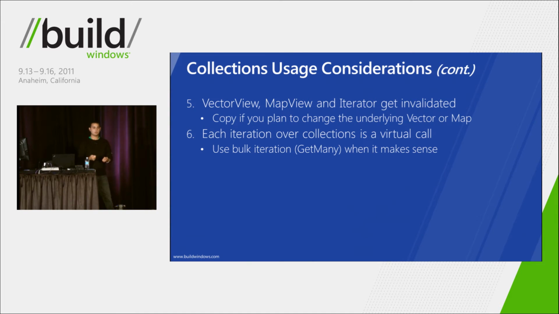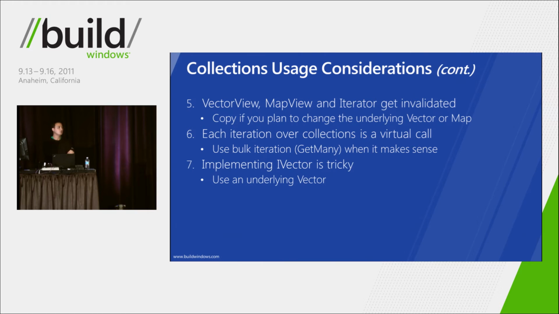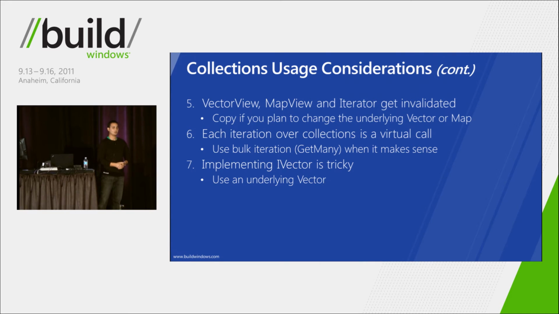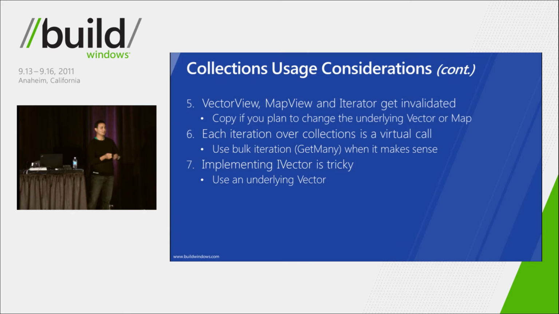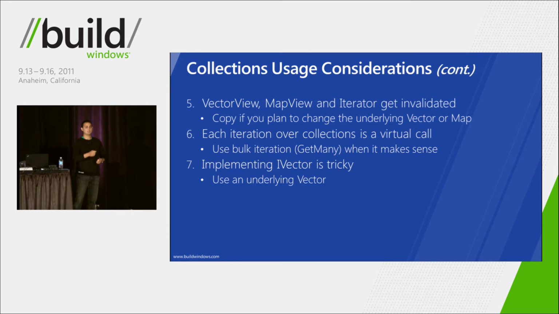Iterations over collections are virtual calls. So there is something called getMany that allows you to get multiple values at the same time. So you can use that if you want to do it faster. Also, sometimes you want to expose your own I-vector. And if you want to do that, whenever possible, just use the platform vector as an underlying implementation, because we did everything that actually needs to be done to get the observable behavior right, to get the view mapping right, to get all of that. And then whenever somebody asks you for your I-vector, you get the I-vector from the platform vector that you used as your underlying implementation.